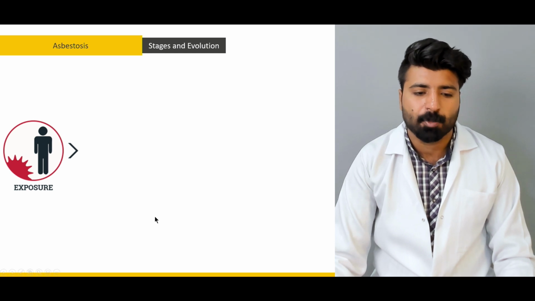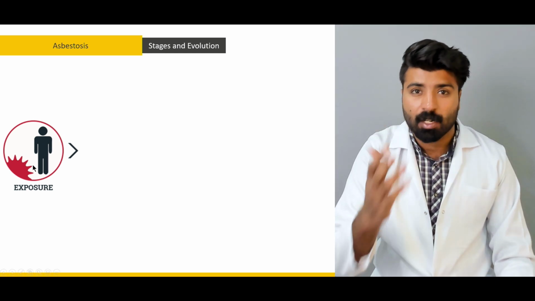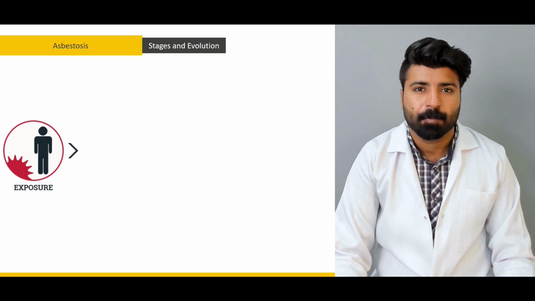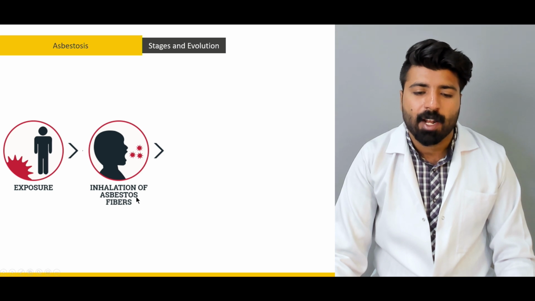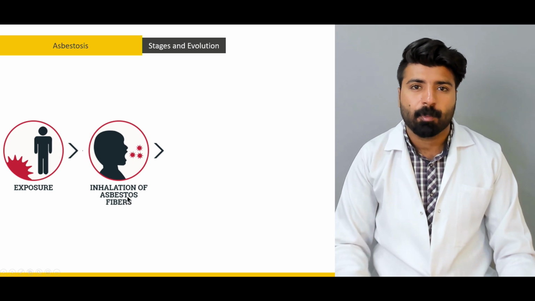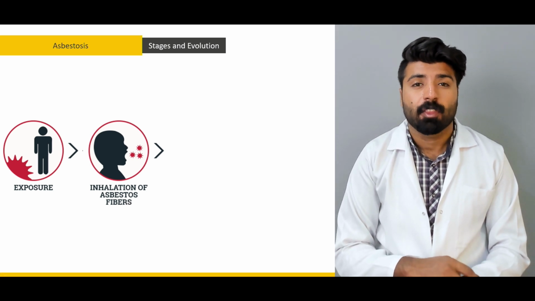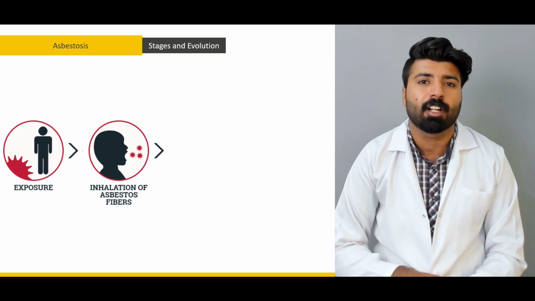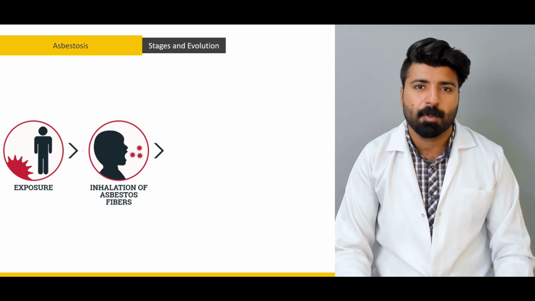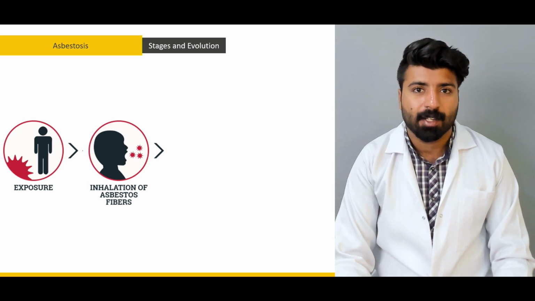First of all, you get exposed. You are working in an environment in which asbestos is present. You're working in the aerospace industry, you're working with old pipes. So you're going to get exposed and you're going to get inhalation of those asbestos fibers. We already talked about there being two kinds of crystals, either serpentine or amphibole. Serpentine crystals are going to get stuck inside your system and then the mucociliary escalator will remove them. But the rod-shaped crystals are going to get in and accumulate.